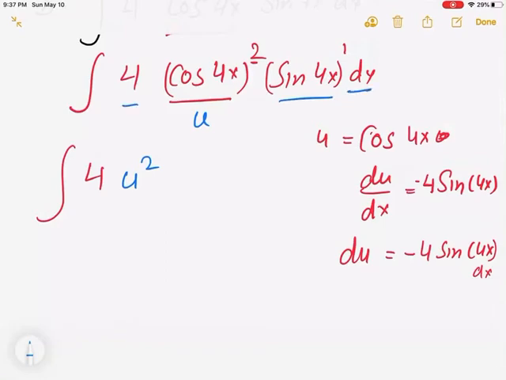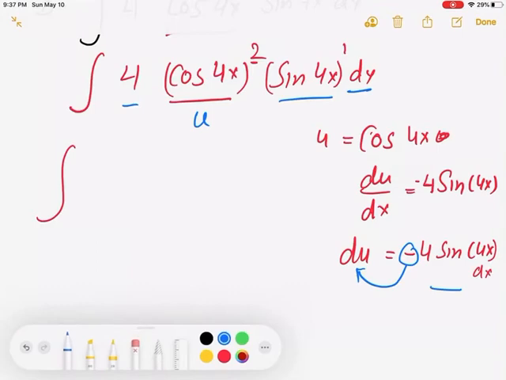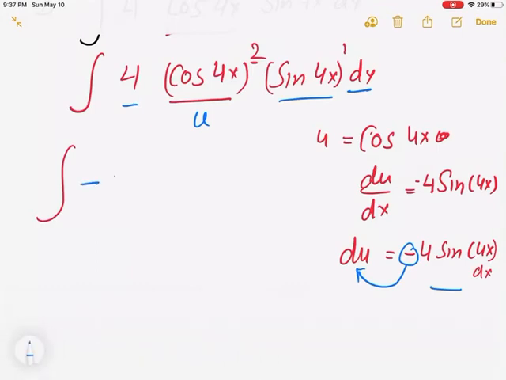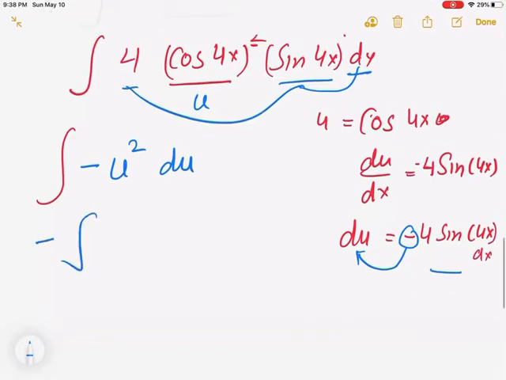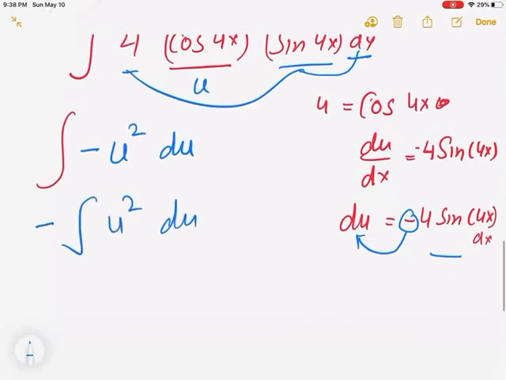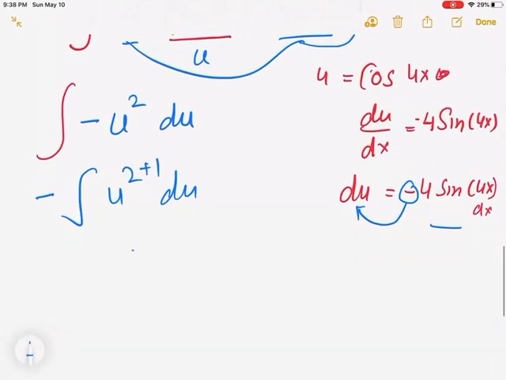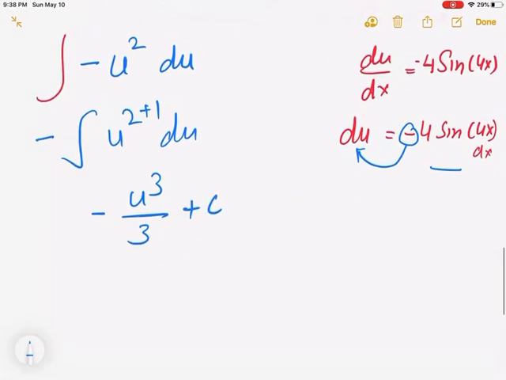So pretty much back to this, I have everything in this equation except this negative, so I would divide by negative. Let me erase this because that's not needed. So it's negative u squared, and this whole rest part is equal to du. Now factor out the negative: u to the second, add 1, divide by that, so this becomes u to the third over 3 with a negative there, plus c. Substitute at the end.